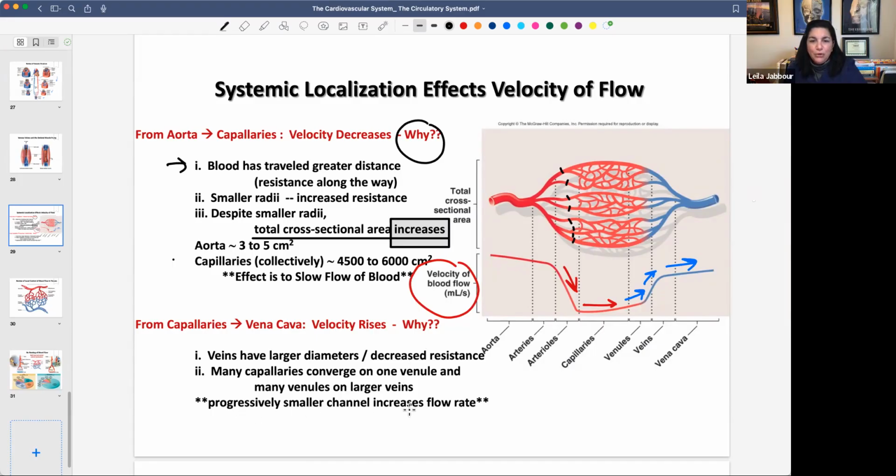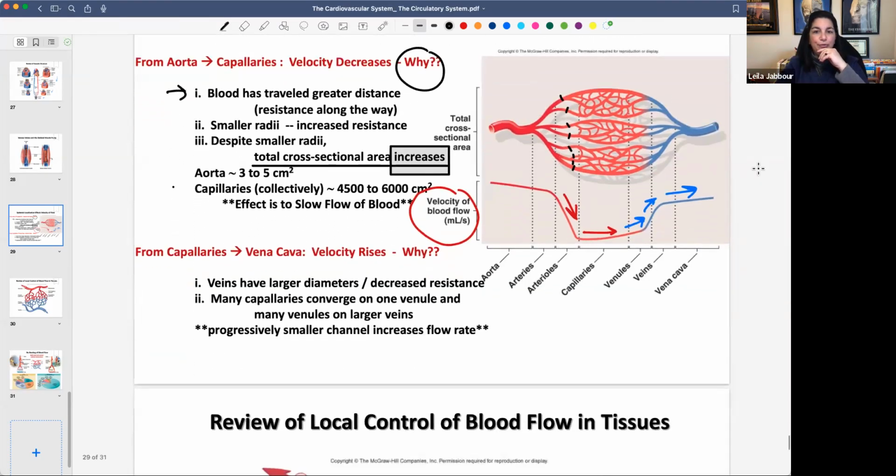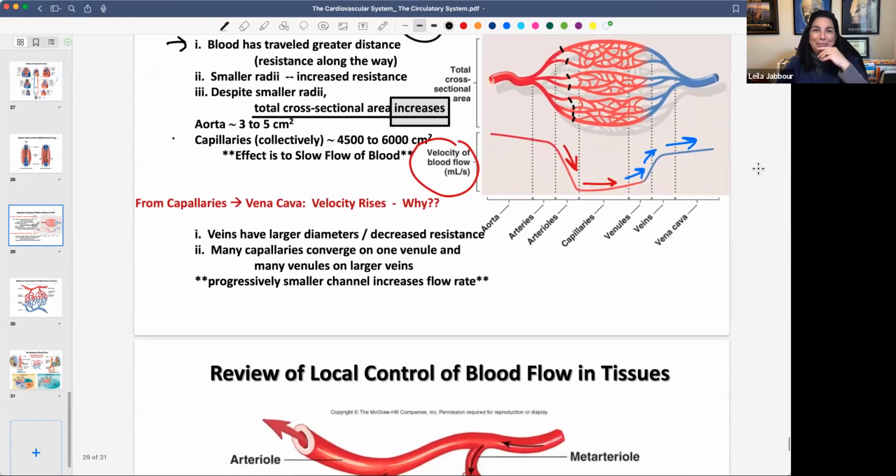So a progressively smaller channel increases the flow rate, right? When you actually have the flow rate decreased here, well, we saw it over here. It was decreased here, and then we re-increase it over here because now we have a bigger channel and not as many to go through, but only one. So here, just to simplify things, only one. Okay, I'm going to revisit that in the next lecture because it's going to be important for blood pressure and that whole discussion.